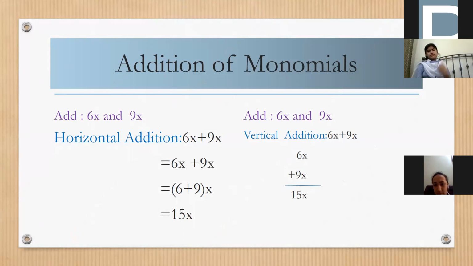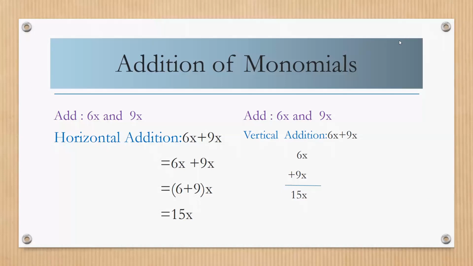Exercise 3.3 is there. We are going to discuss addition today. Then I'll give you some questions from exercise 3.3 and you have to solve them in your algebra copy. So students, let's start with monomials. Mono means single term. We are going to start with single term, right? How to add monomials.